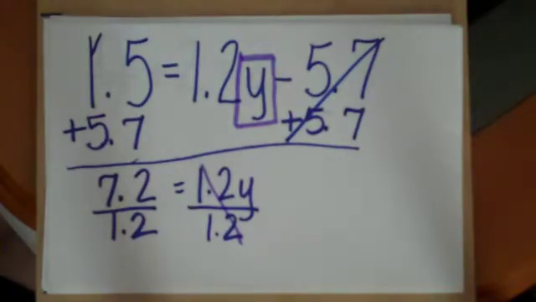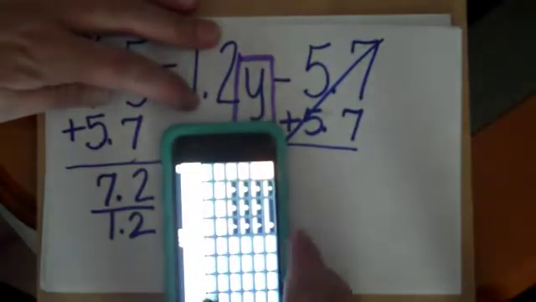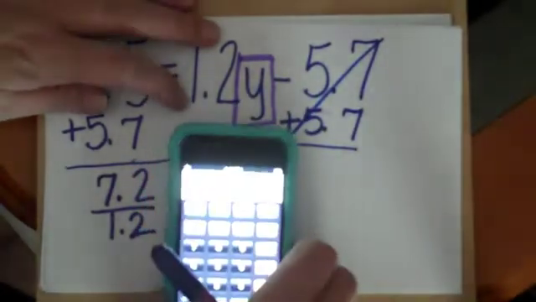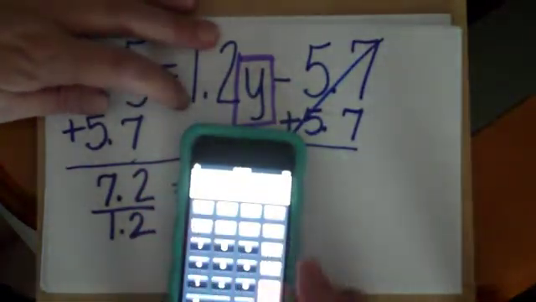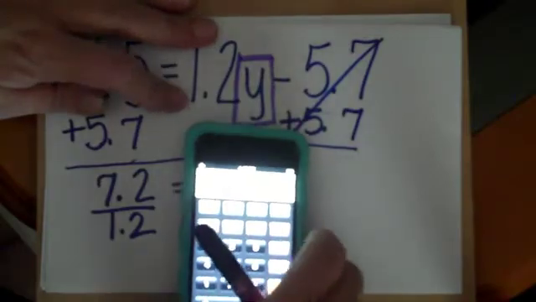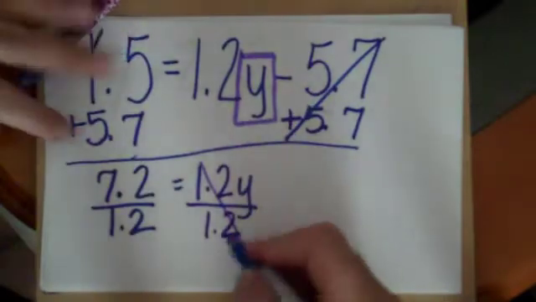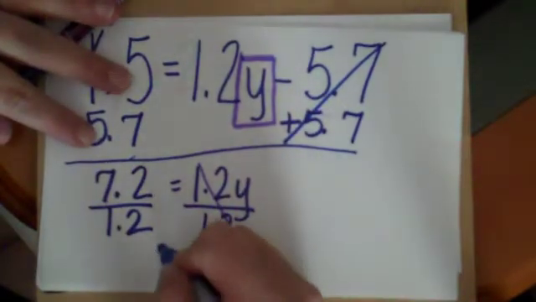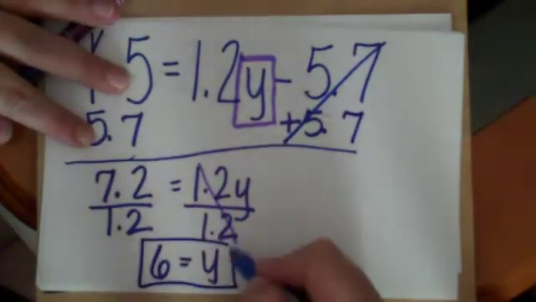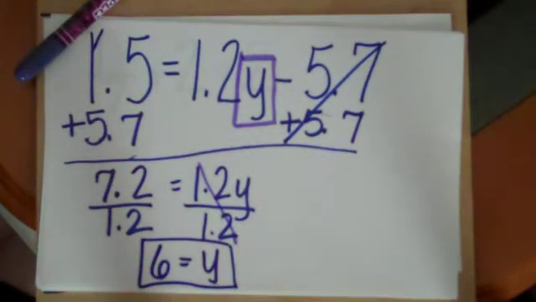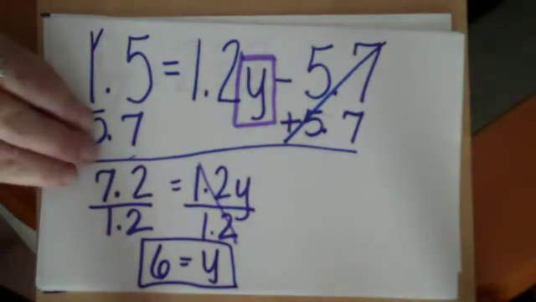Now, what about 7.2 divided by 1.2? Well, even I can't do that in my head, so I'm going to bust out my calculator. Just so happens, the calculator I'm using today is my iPod. So 7.2 divided by 1.2 equals 6. So, what is y going to be? Well, y is 6. And that's the solution to our equation. We could check this by putting it back in the equation, but due to time, I'm just going to go ahead and go on. Trust me, it's right.